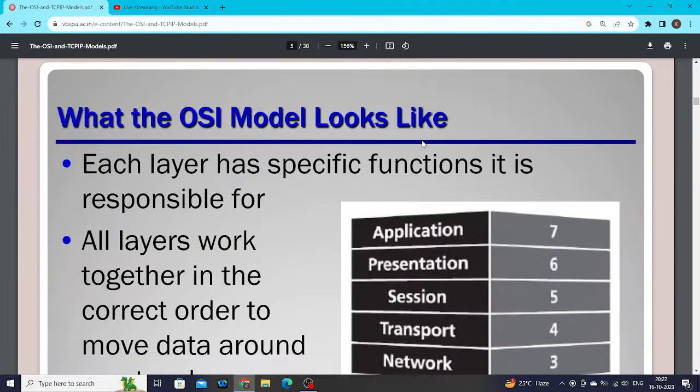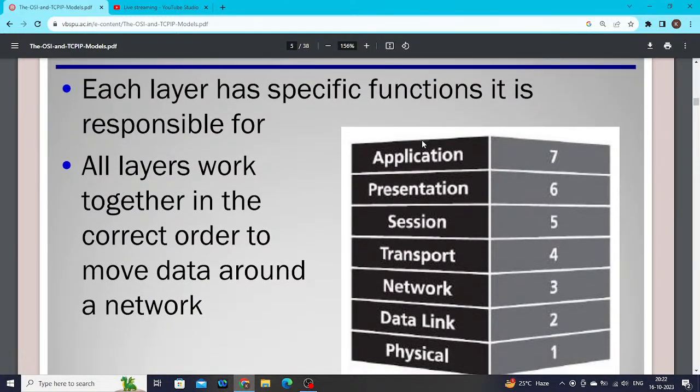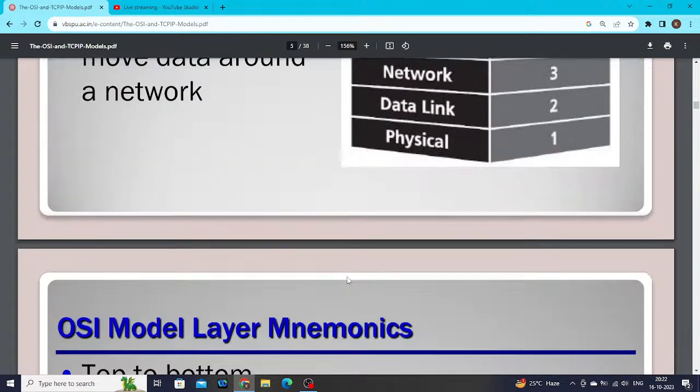What does the OSI model look like? This is the layer form that we can show in this picture: physical, then data link, then network, then transport, session, presentation layer and application layer. All layers work together in the correct order to move data around in the network. This is important to move from physical to application. We can't skip any layer in between, so we have to go through all of them sequentially.